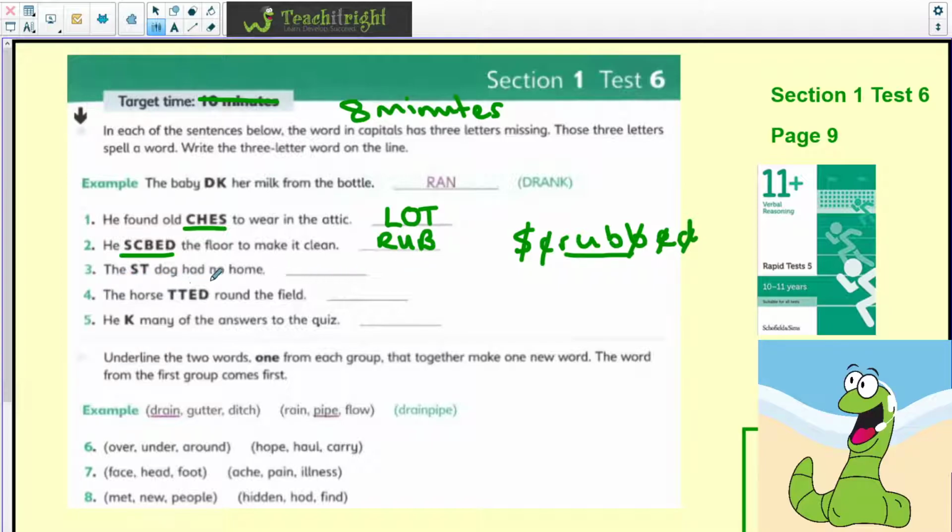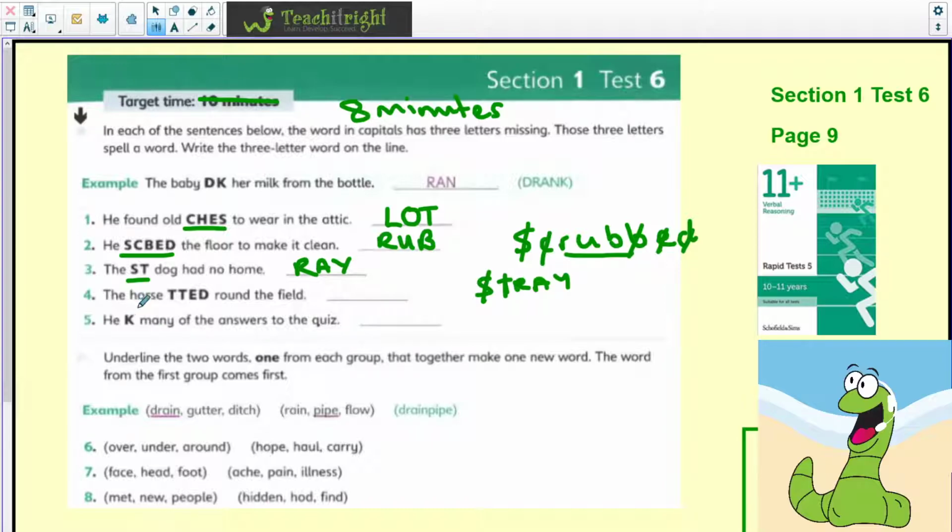The something dog had no home. Well, if it's a dog that has no home to go to, it's what we describe as a stray dog. So if we write down how to spell stray, and we cross out the letters I was given, I'm left with Ray. So I know that that's right.